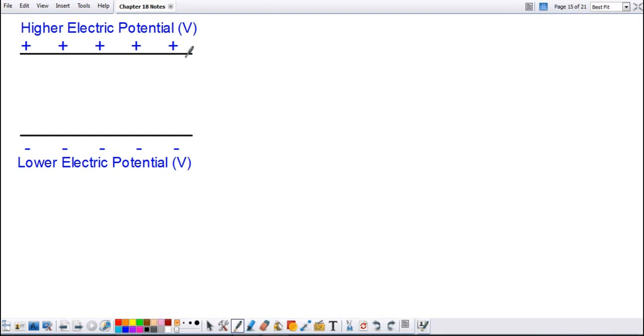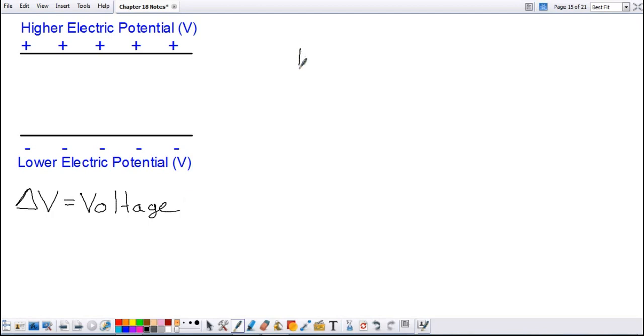We've got a capacitor, a plate that's positively charged, it has higher potential, a plate that's negatively charged and it has a lower electric potential. And then we said that the change in potential, or the potential difference, is also called the voltage. All right, so let's go ahead and make ourselves a battery.